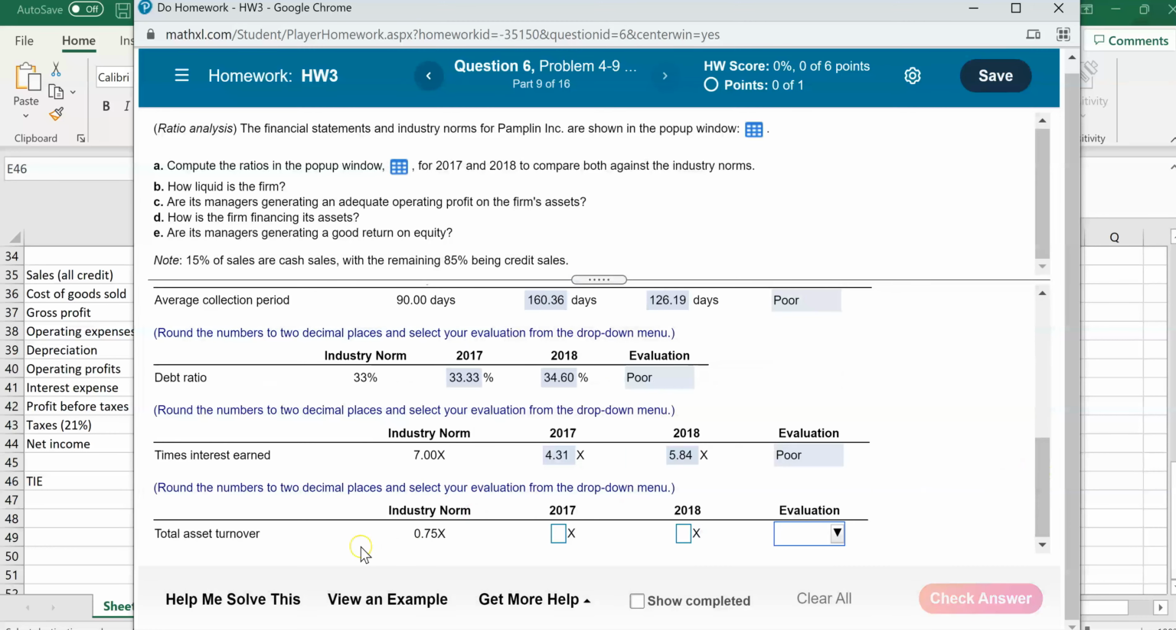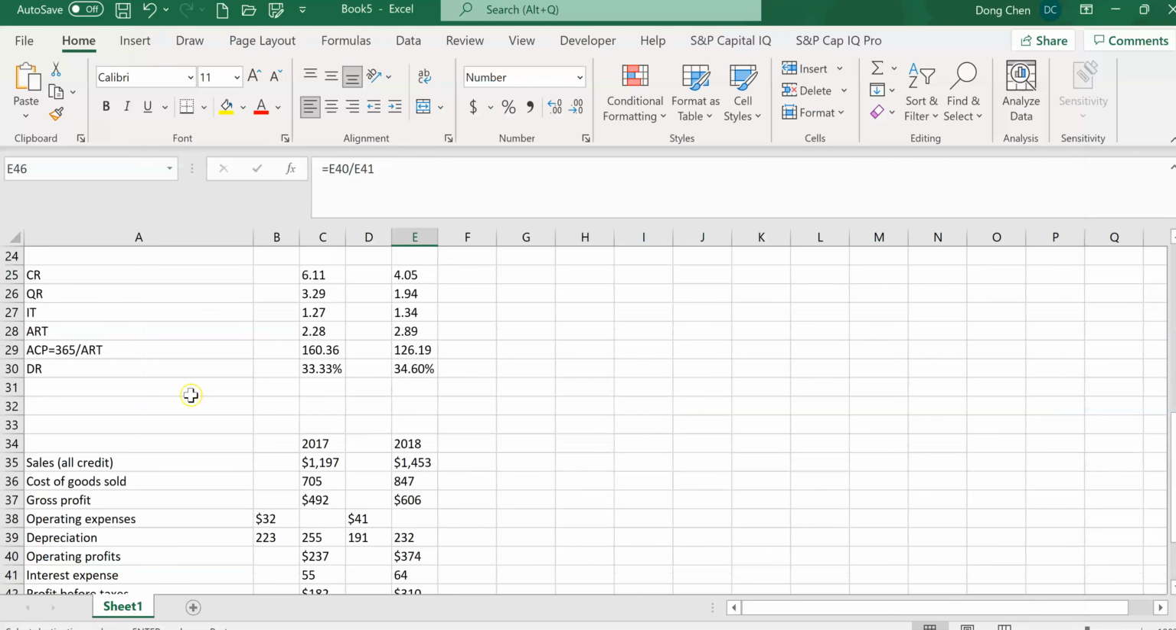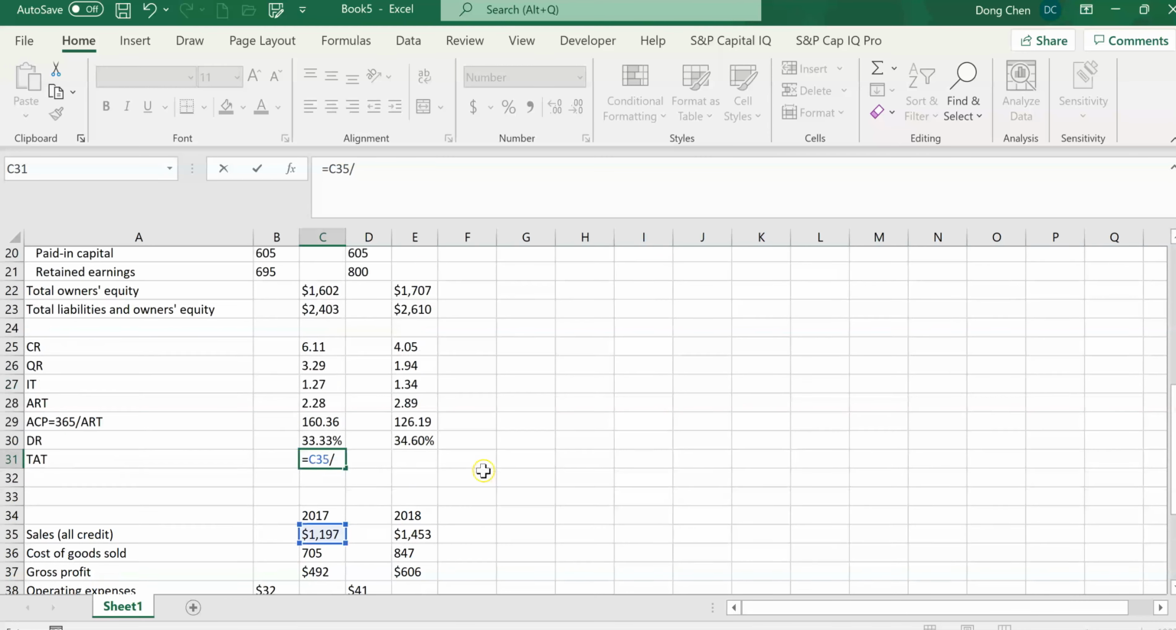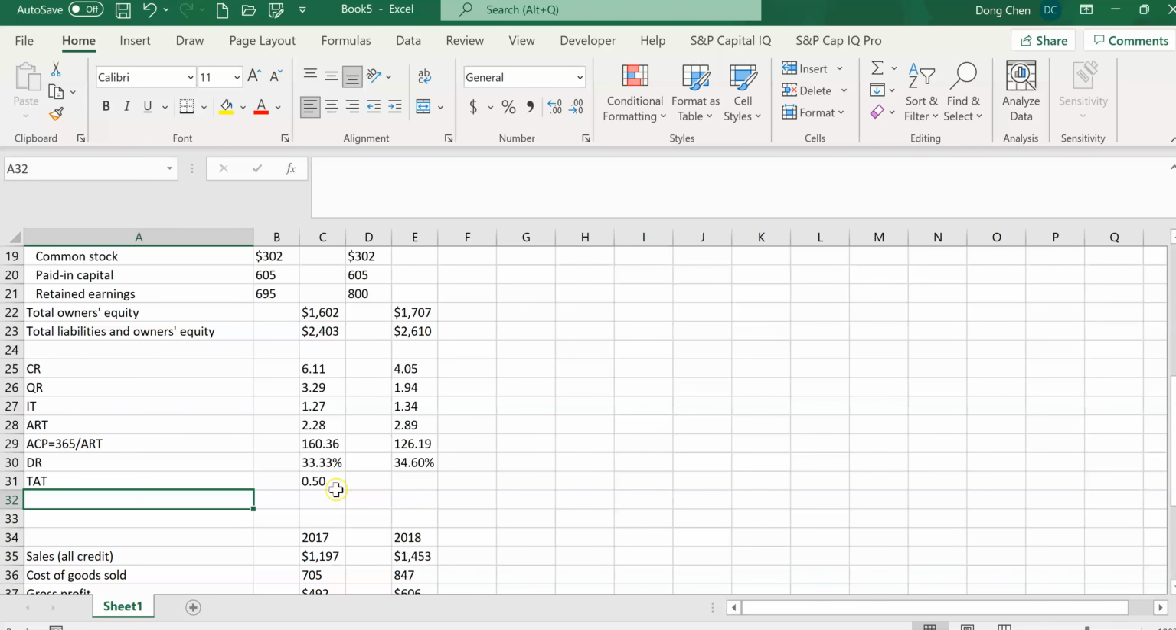Okay, so total asset turnover. This is defined to be how many sales are generated per dollar of the assets. In other words, this is total sales divided by total assets. Right, so this is sales divided by total assets. Again, I'm using the balance sheet identity, just use the total liabilities and owner's equity. They should balance the total assets.